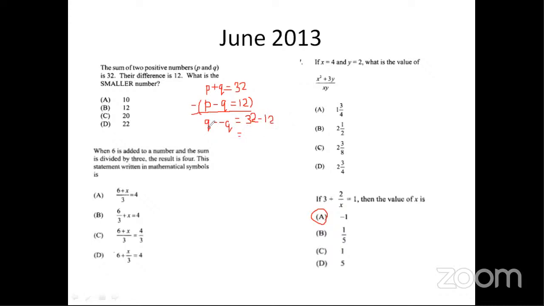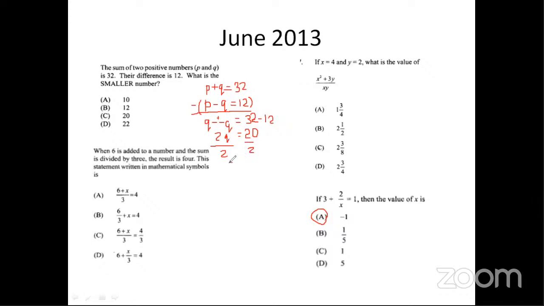2Q equals 20, because this becomes plus, and our 32 minus 12 would have given us 20. We're trying to get the value of Q. So 10. We're not done yet.